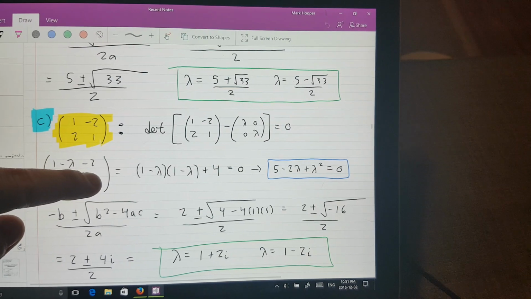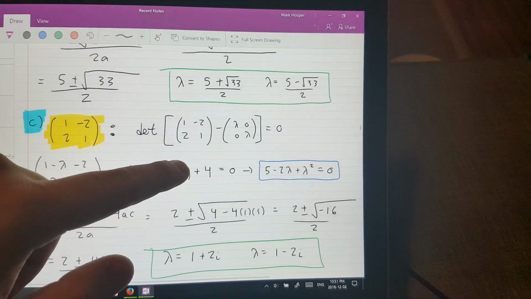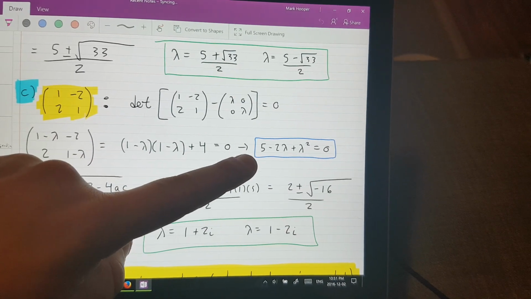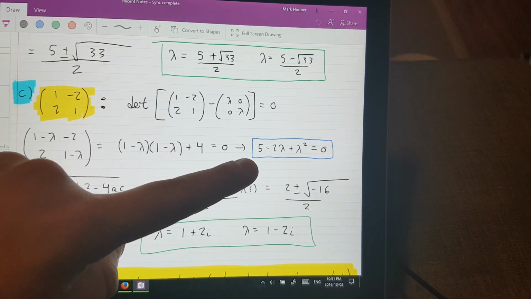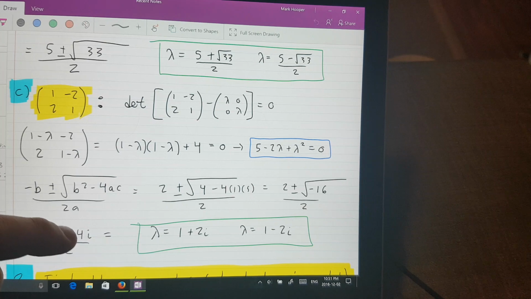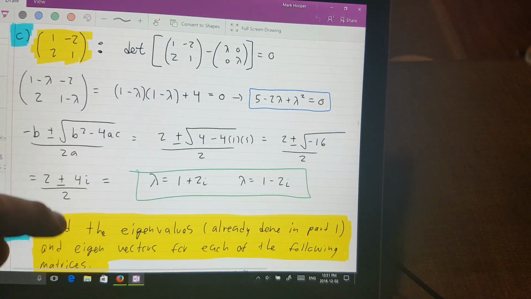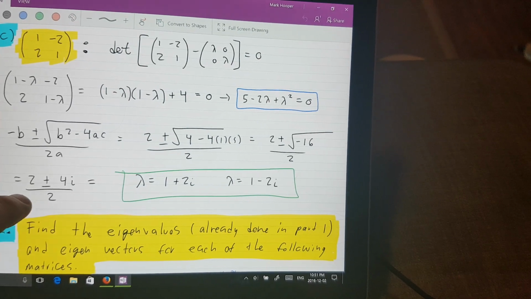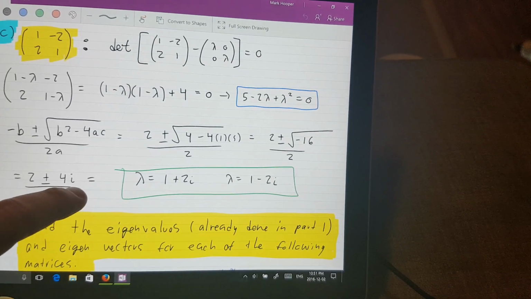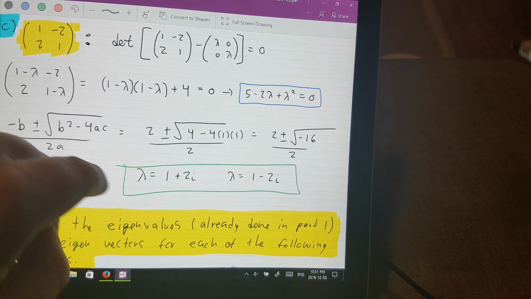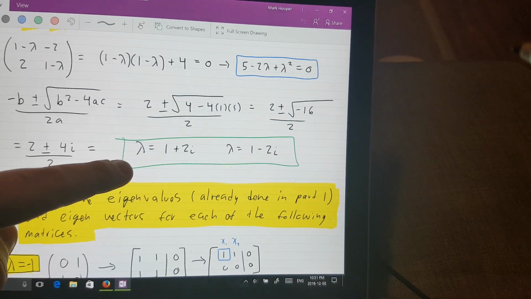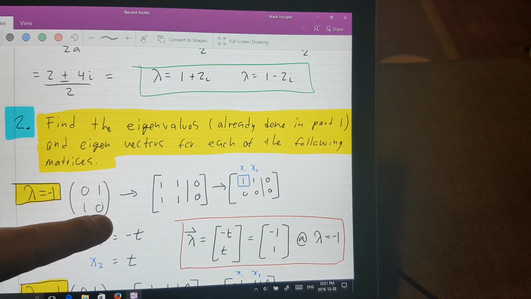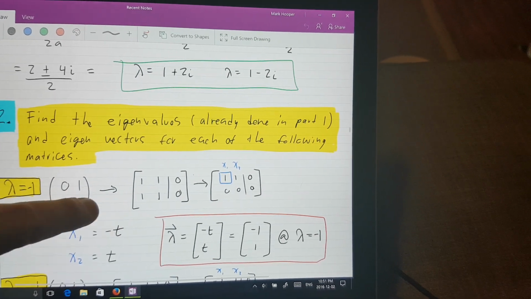C, same recipe. So C minus lambda I. Solve for this. Get your characteristic polynomial. You're going to solve for lambda. In this case, I used the quadratic formula, and I got some imaginary roots. So remember, i is the square root of minus 1, so this is all good. So you get some imaginary roots in that case, but we can still use them.